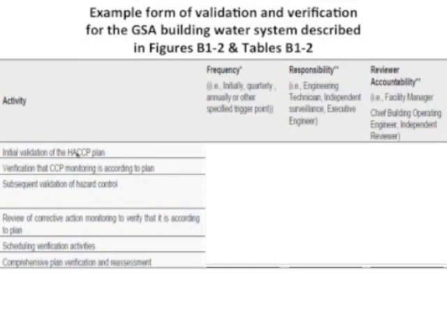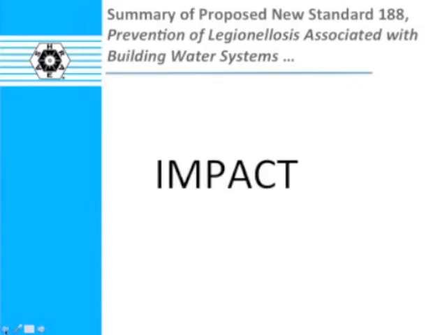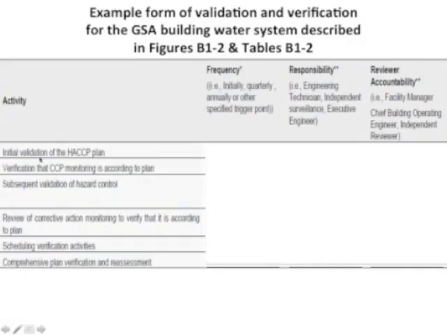Validation is evidence that the hazard control is actually working, and verification is confirmation that the plan the team has established is actually being implemented. Now a word on validation. Let's see where we're at here. I'm going to talk about impact here in a moment. Let me go back to the slide. I just want to make sure I make a few comments about validation.